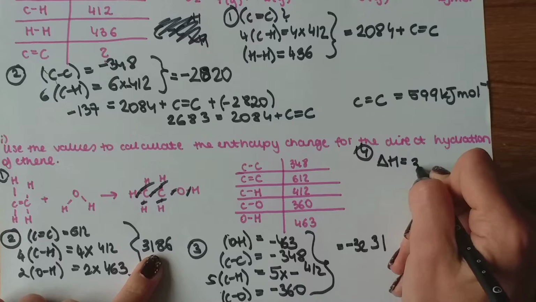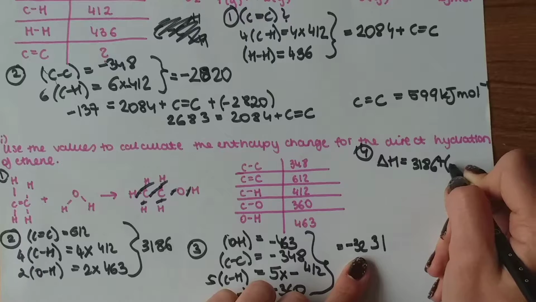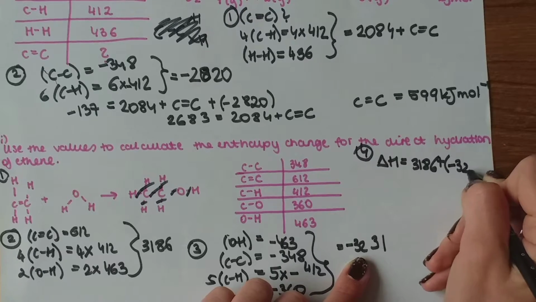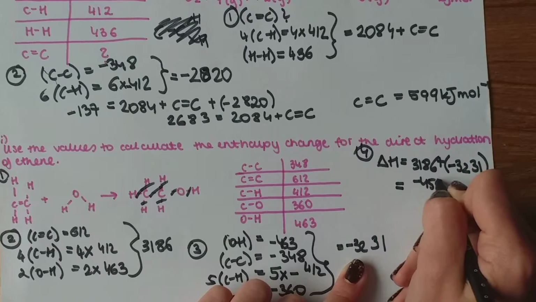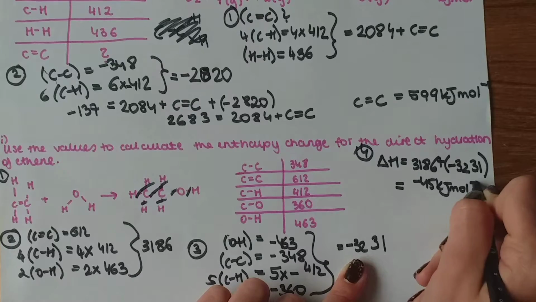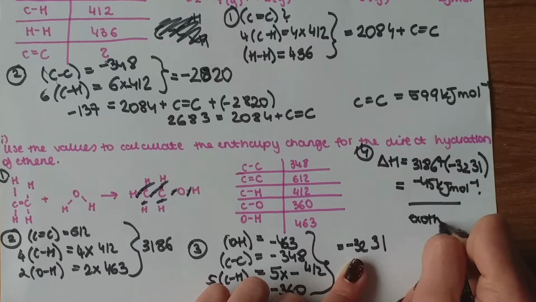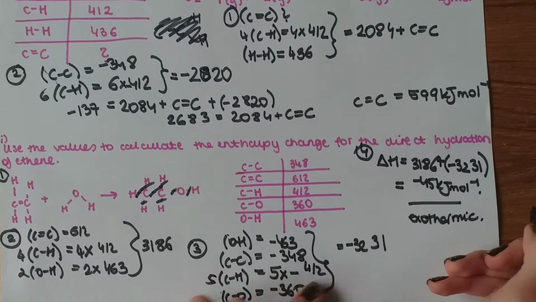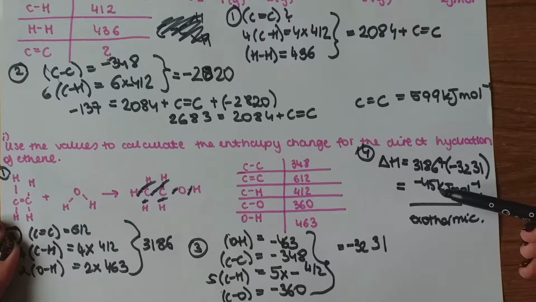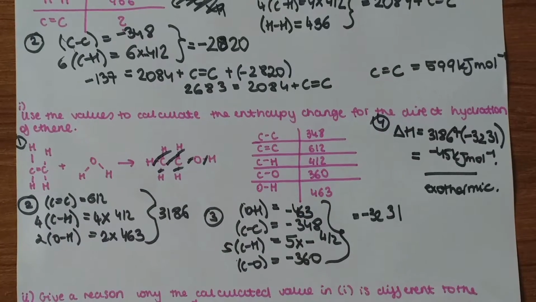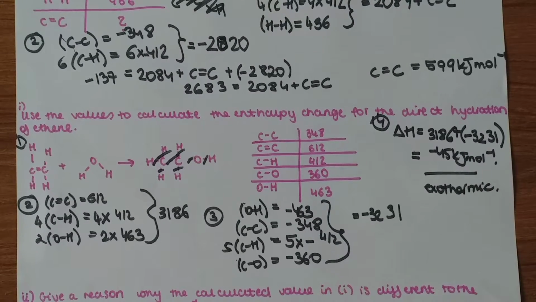So the last step we've got to do is find the enthalpy change. So all the bonds broken, 3,186, plus all the bonds produced, minus 3,231. And the final answer is minus 45 kilojoules mole minus 1. So the reaction is exothermic. Don't be surprised if most of the equations will equal with negative answer, because most of the reactions are exothermic. So you're not wrong if you keep getting negative answer. That may just be the case.